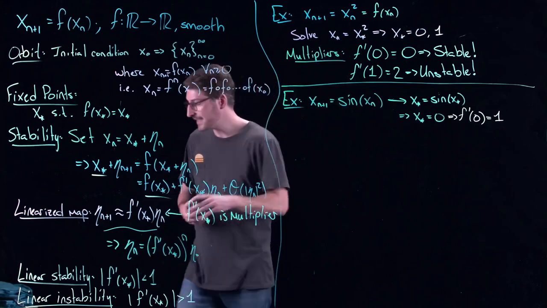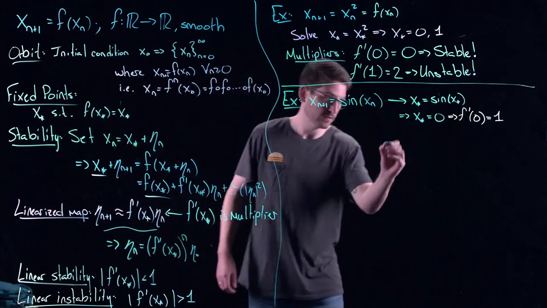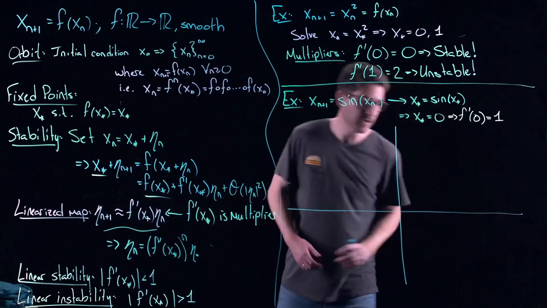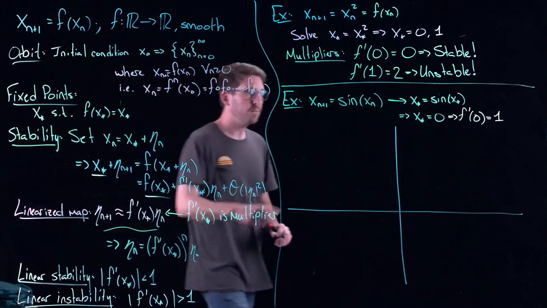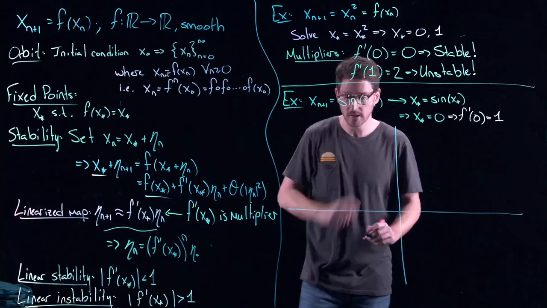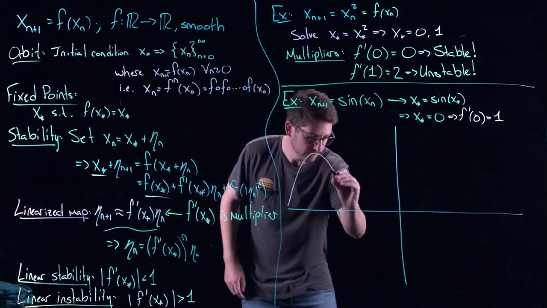So this is where the sketching comes in, the so-called cobweb diagrams, okay? So how do you do this? A cobweb diagram comes in two pieces. You start by sketching the right-hand side of the discrete-time dynamical system, so this function f. So let's do that.